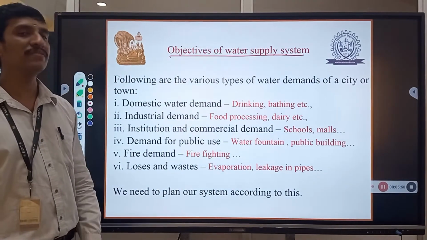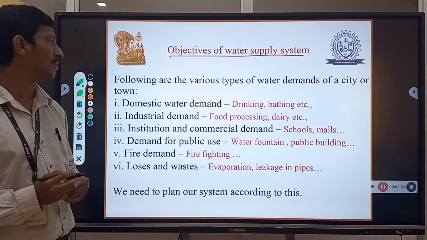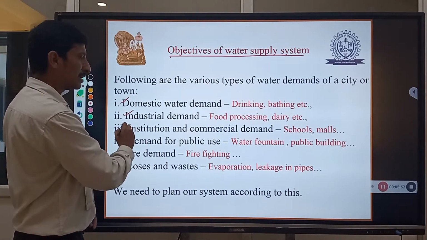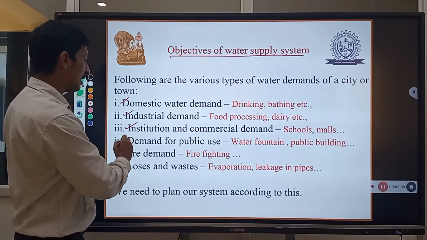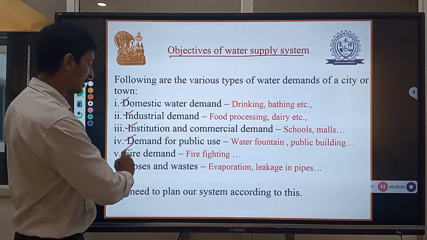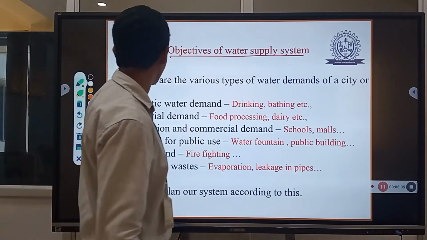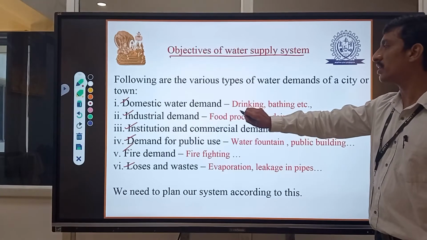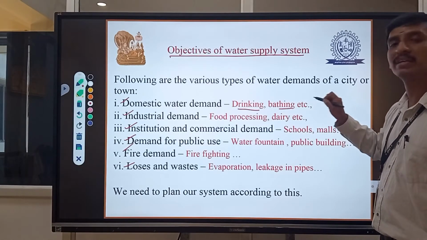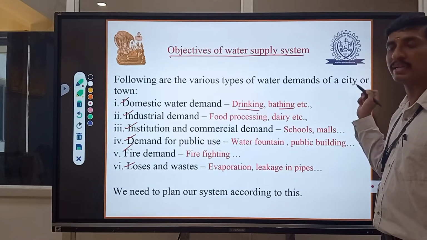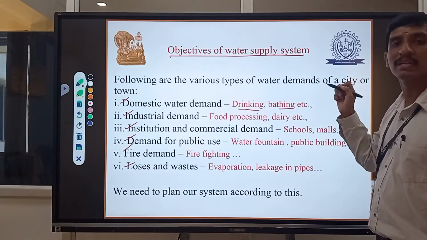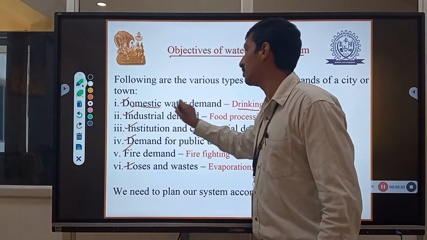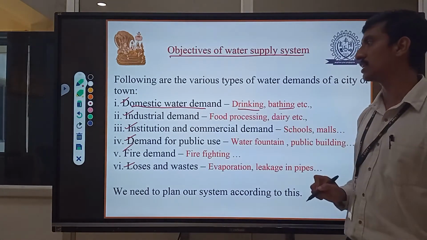The following are the various types of water demands of a city or a town. First one, domestic water demand, industrial water demand, institutional and commercial water demand, demand for public use, fire demand, and losses and waste. In the domestic water demand, we use the water for drinking, bathing, washing clothes, cleaning utensils and so on. For that, the government supplies the water. That requirement of water is called domestic water demand.